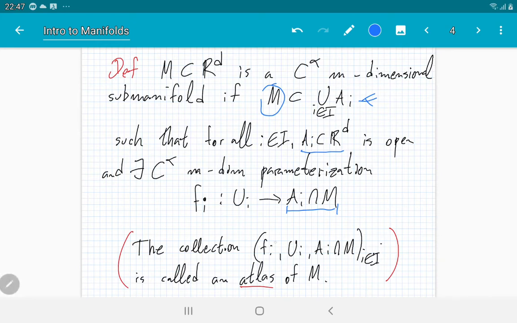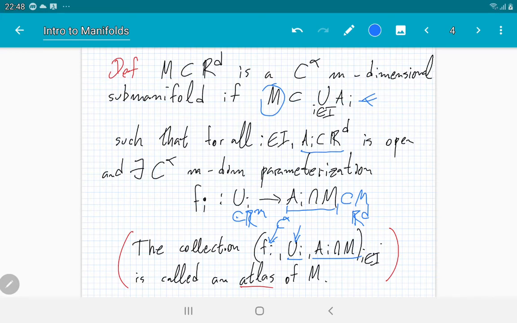This collection of parameterizations, open sets in R^m, remember these are contained in R^d, but also in M. So a collection of functions C^alpha that are homeomorphisms with injective derivatives from the U_i's to the A_i's intersection M. This collection is called an atlas.